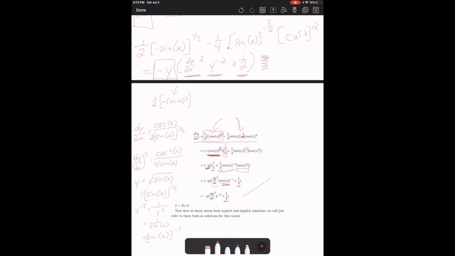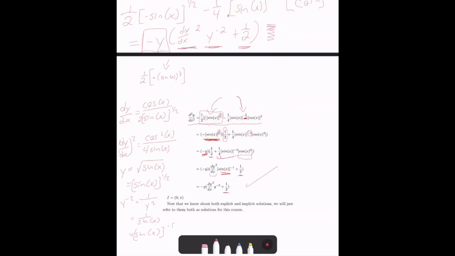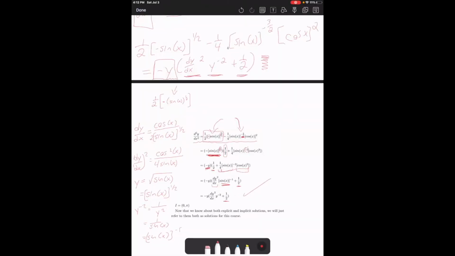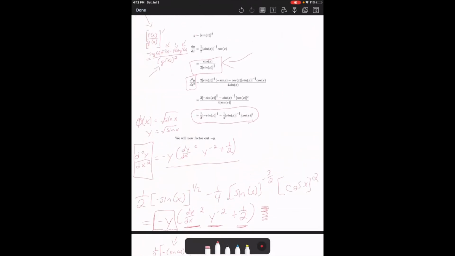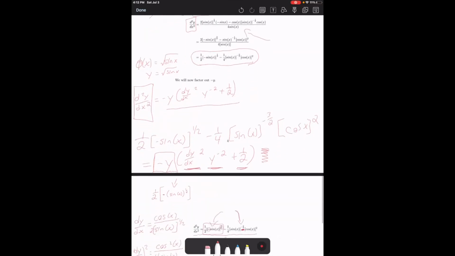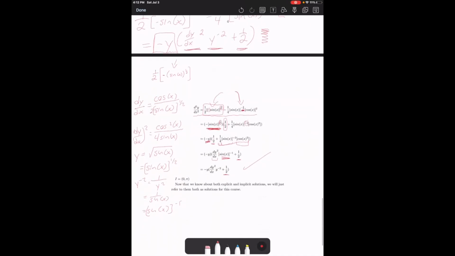Now, the interval is important. The x value that we were working with was pi over 6. We can't just say that this is true for all x from negative infinity to positive infinity, because we have had some sine x's sitting in denominators all throughout. Well, when sine x is equal to 0, that will cause a problem. And also when sine x is negative, that's going to cause a problem because sine x has been under a square root throughout as well.